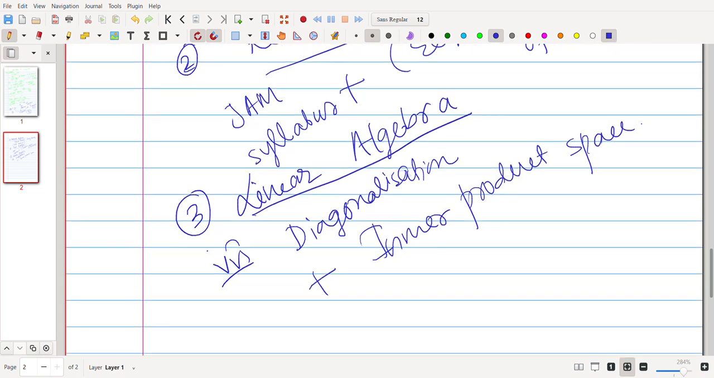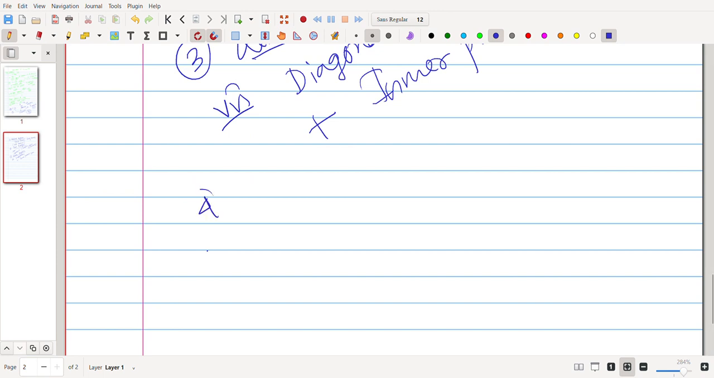So abstract algebra, real analysis, linear algebra, and the fourth thing is metric spaces. These are the four things I will tell you are very important. Then there are some concepts of functions of several variables that you can read, some complex analysis, some basic topology, but at least you should cover these four topics very well.